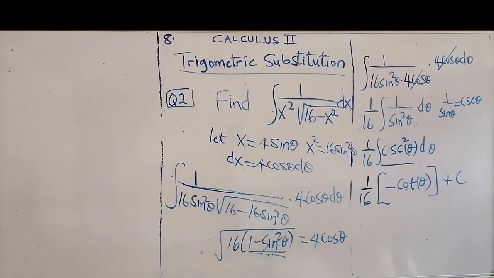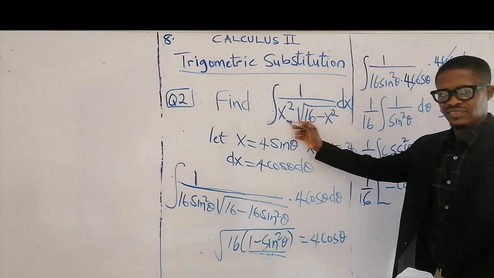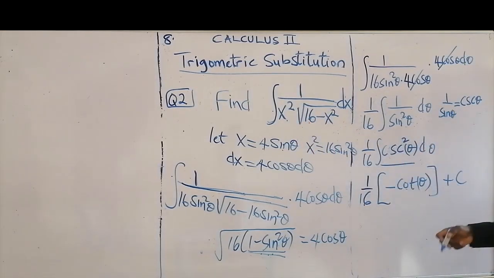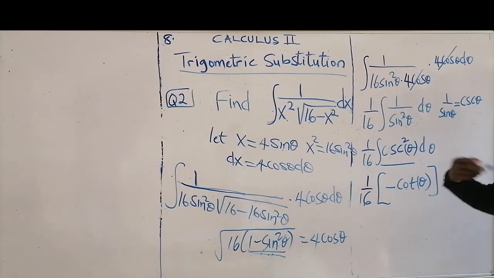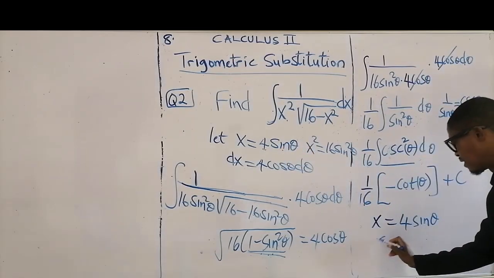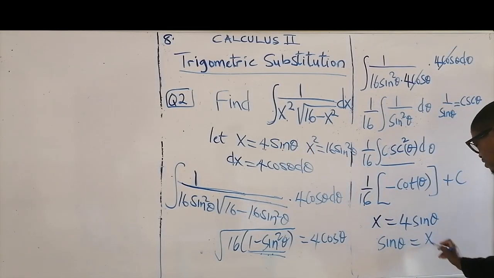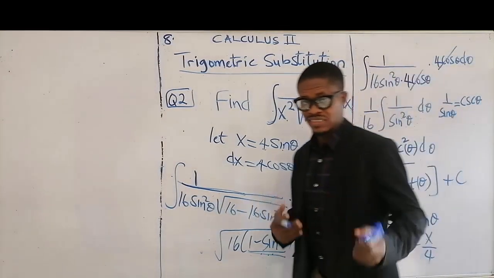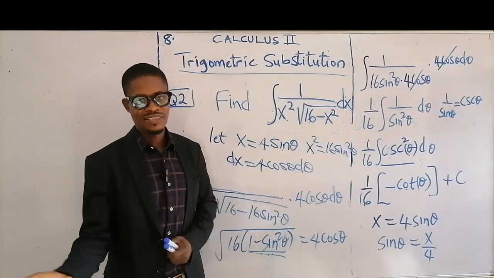But if you check, the question is in the form of an x function, and we have transformed the question to theta. So anywhere we see theta, we have to replace it back. How do we do that? We come back to this place and make sine theta the subject. So we have x over 4. Cot is cos theta over sine theta.